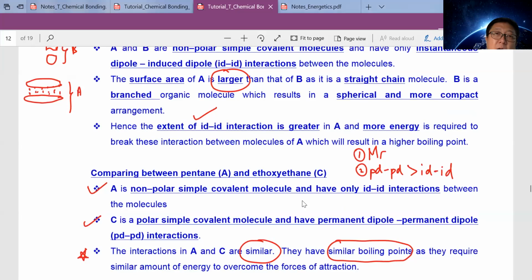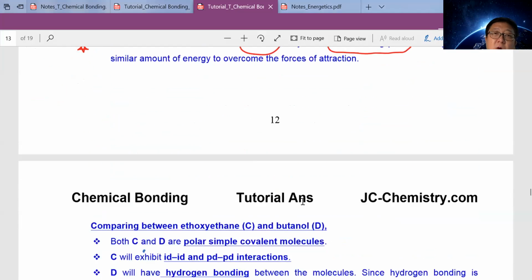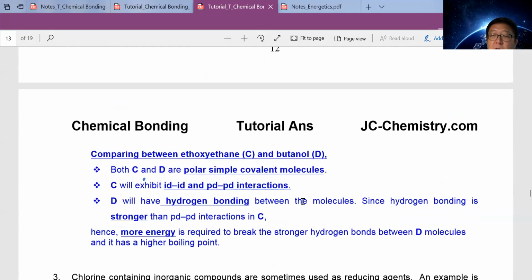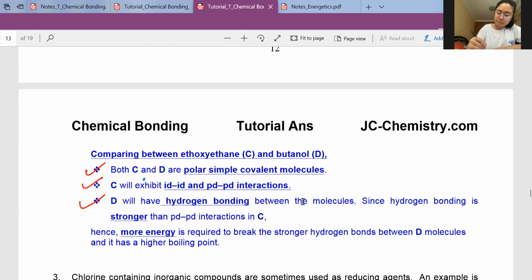Next one is hydrogen bond and ethoxyethane. First you explain they are both polar. C has PD and ID. D has hydrogen bond, the extreme end of PD. So don't need to fight, no fight already. D is confirmed to have a higher boiling point than your C. This one is very clear cut.